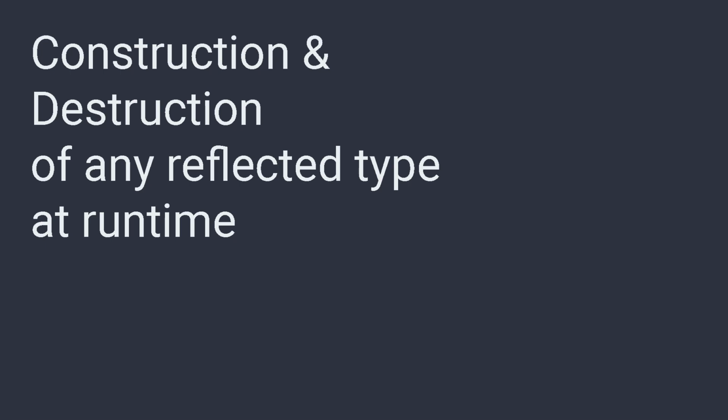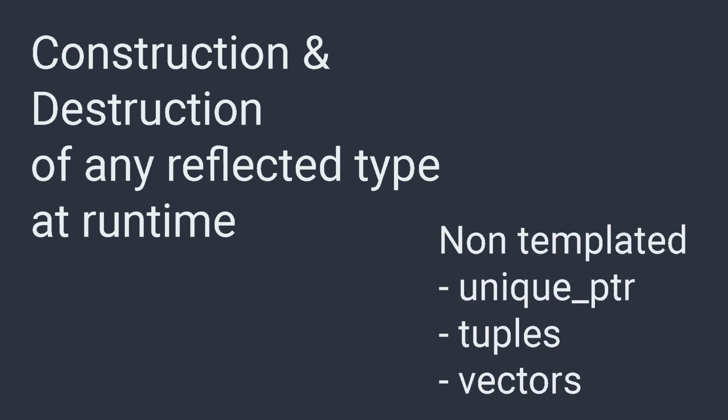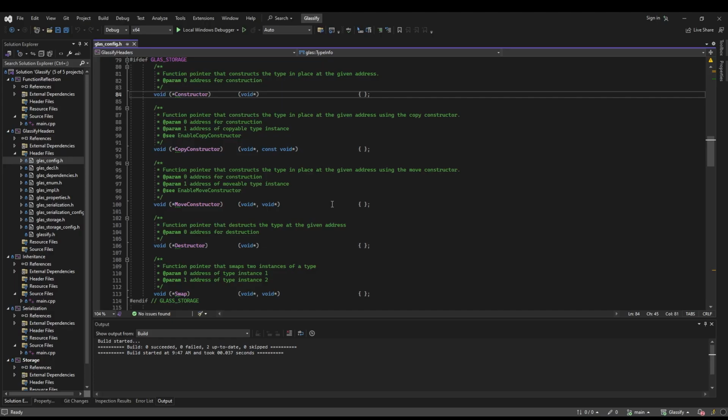In this video, I will introduce a way to construct and destruct any reflected type at runtime. This can allow us to manage instances of types without needing to know the actual type at compile time. We use this to create typeless containers such as typeless unique pointers, typeless tuples, and typeless vectors. Let's take a look at how to implement this in the reflection system.